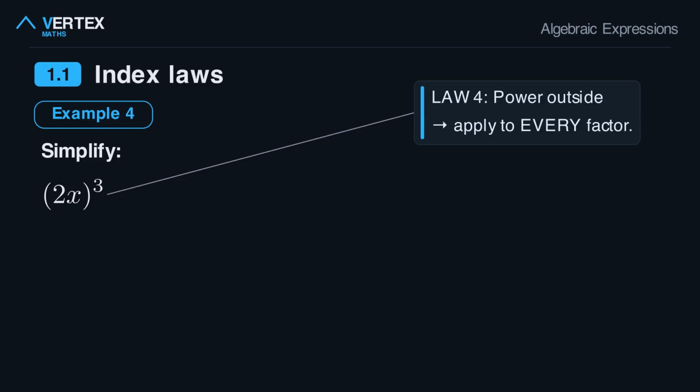Let's look at law 4 in action. We have 2x all cubed inside the bracket. 2 and x are multiplied, and there is a power of 3 outside. Law 4 says the outside power applies to every single factor inside. Raise each factor to the power 3 separately, and we get 2 cubed times x cubed.